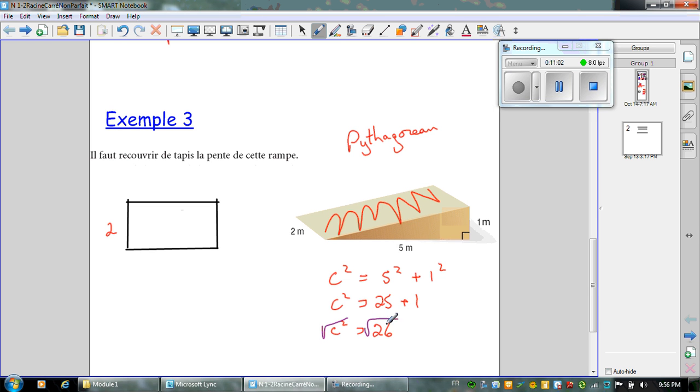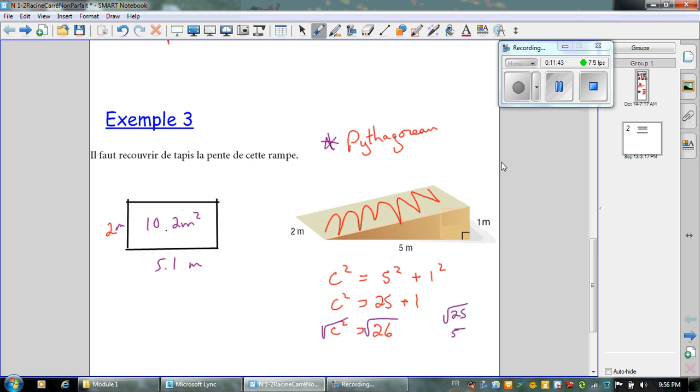So the square root of 25 is 5, so it'd be a little bit more than 5. It'd be like 5.1, because we know that the square root of 25 is 5. The square root of 26 is going to be a little bit more, so 5.1 is a good estimation. So 2 meters by 5.1 meters, you're looking to find the area. It's base times height. So double 5 and 1/10 is going to be 10 and 2/10 meters squared. So that's how you apply the Pythagorean theorem. We will be using this a lot in the next 2 sections.